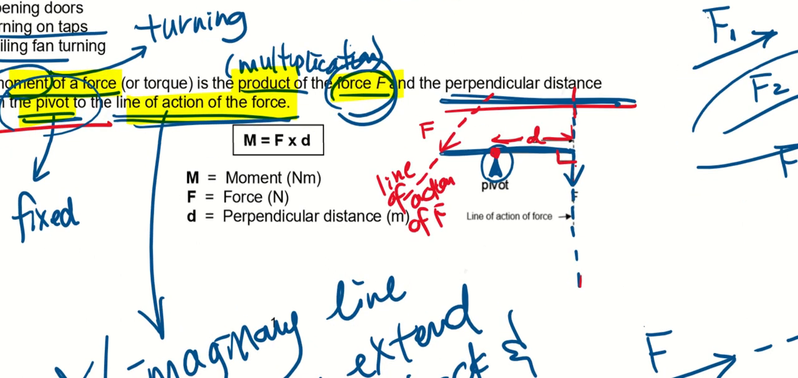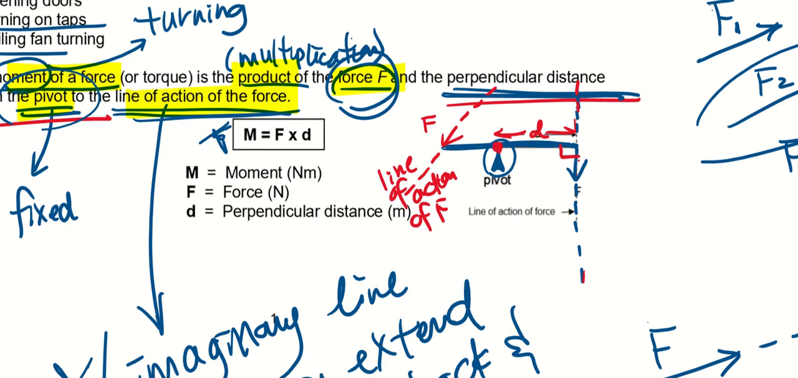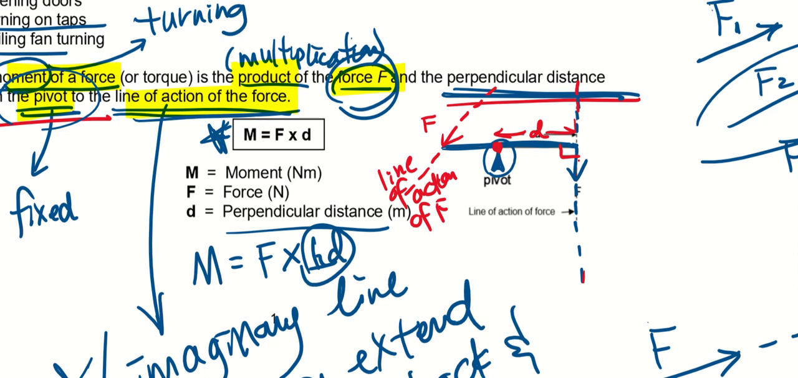Okay, so we have this formula which is very important. Moment equals force times d, and d is actually the perpendicular distance. So if you want, you can rewrite this as moment equals force times perpendicular distance, to remind yourself that it is not just a distance, it must be the perpendicular distance.